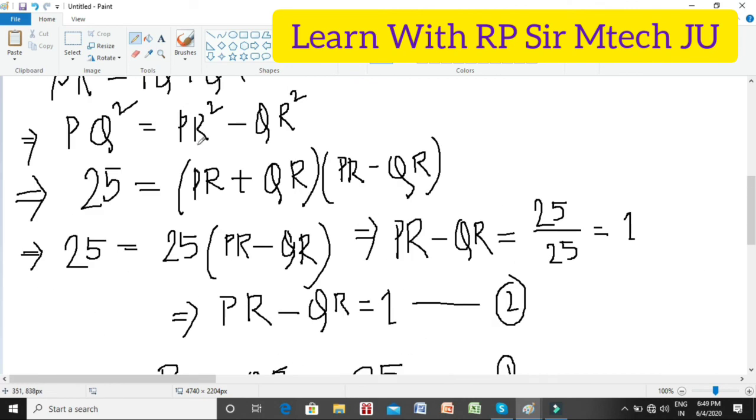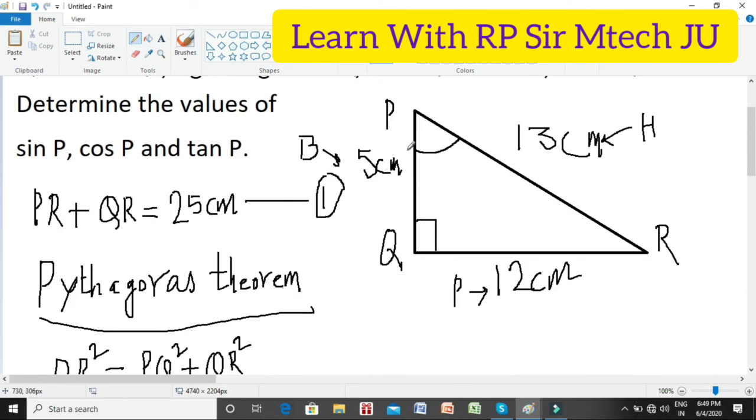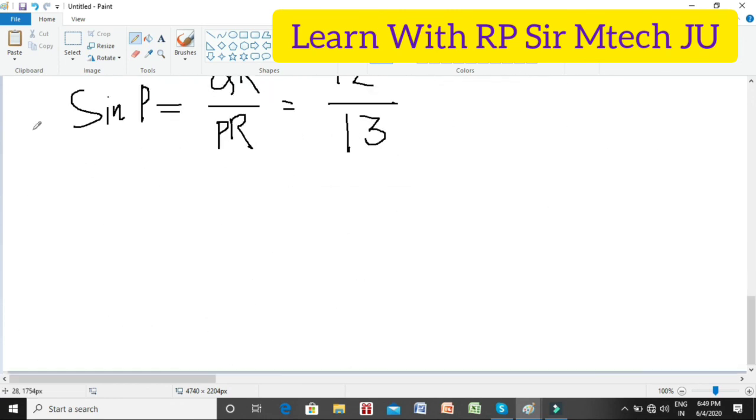Then we have cos P and tan P. So cos P will be base by hypotenuse. Since this is P, this is the base. So cos P is PQ by PR, which is 5 by 13.